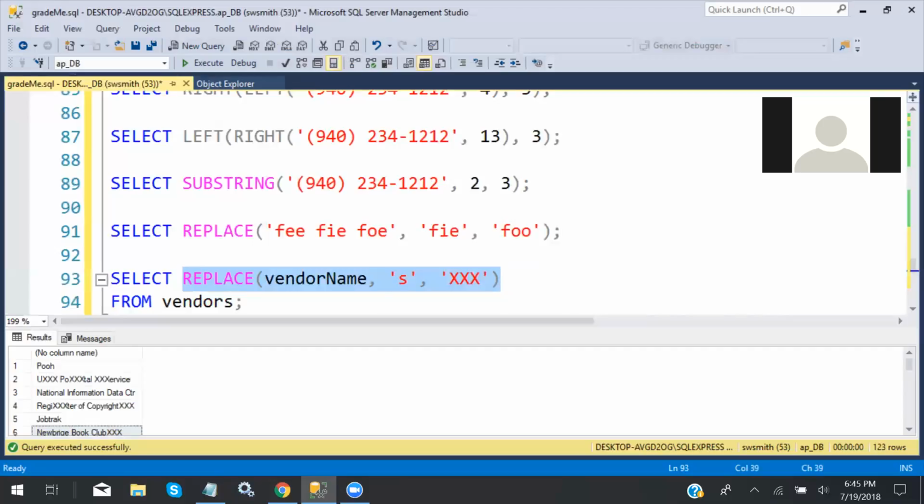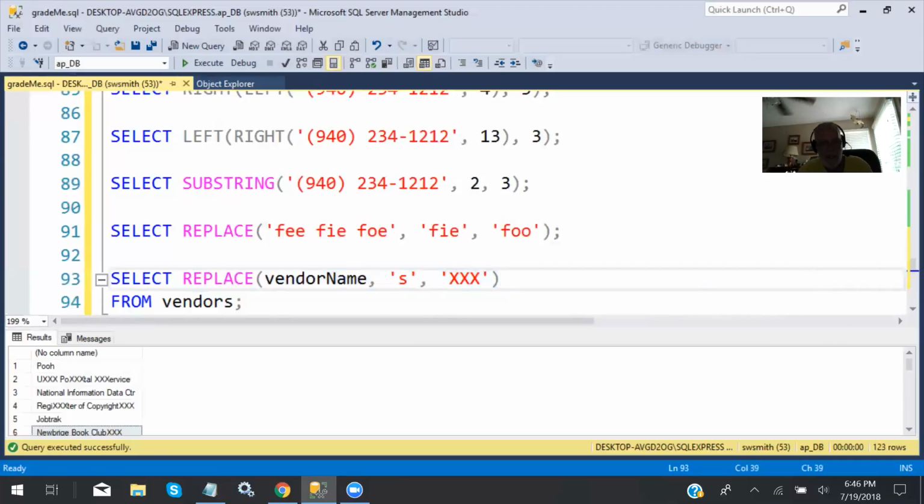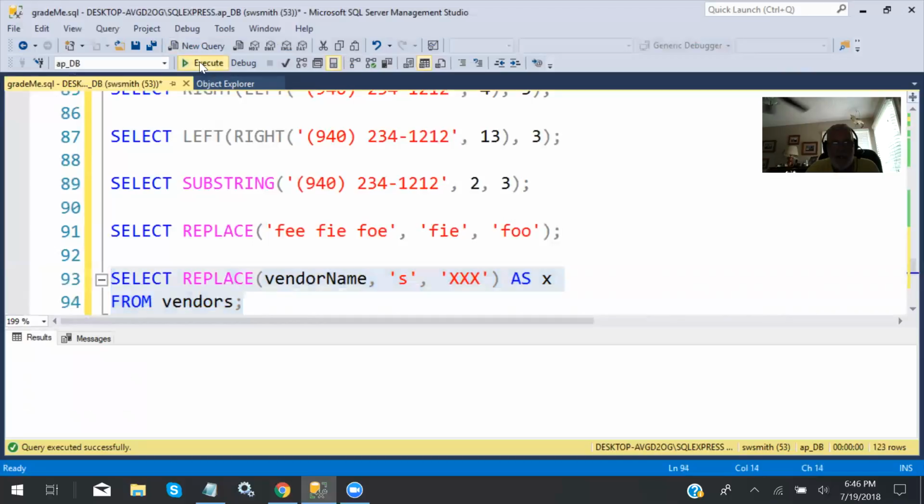Can we give it an alias name as new? Yeah. Okay, let's give it an alias name as new and replace new, XXX with S. We should get back the same thing. Yes, we would. So I want to see if that is being treated as a string. Well, I'm getting a string back, so I'm selecting a string.